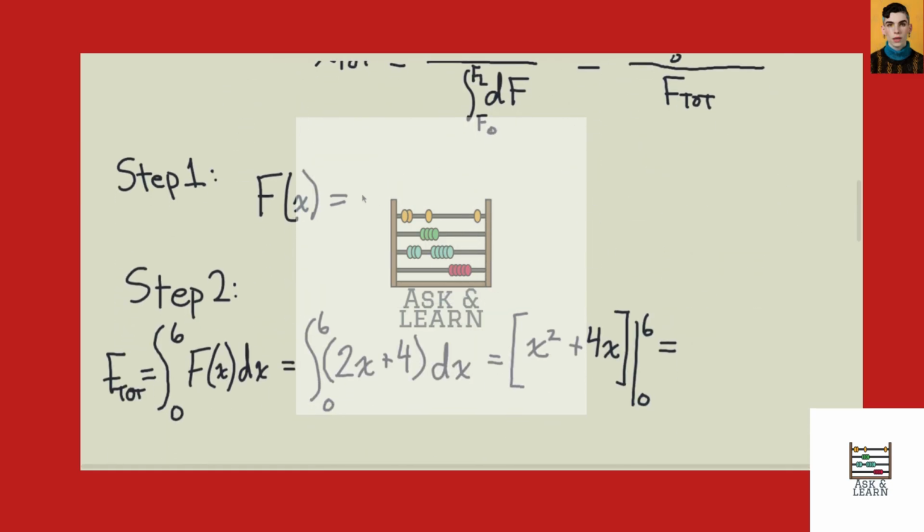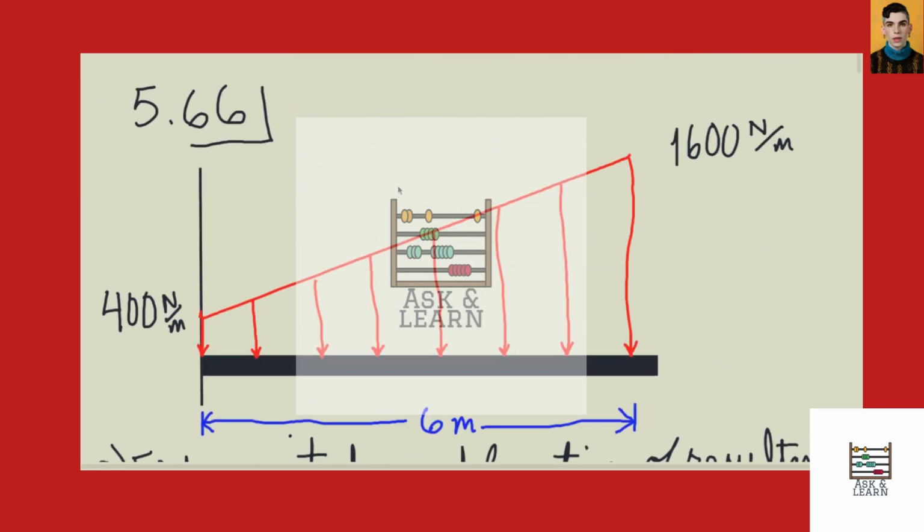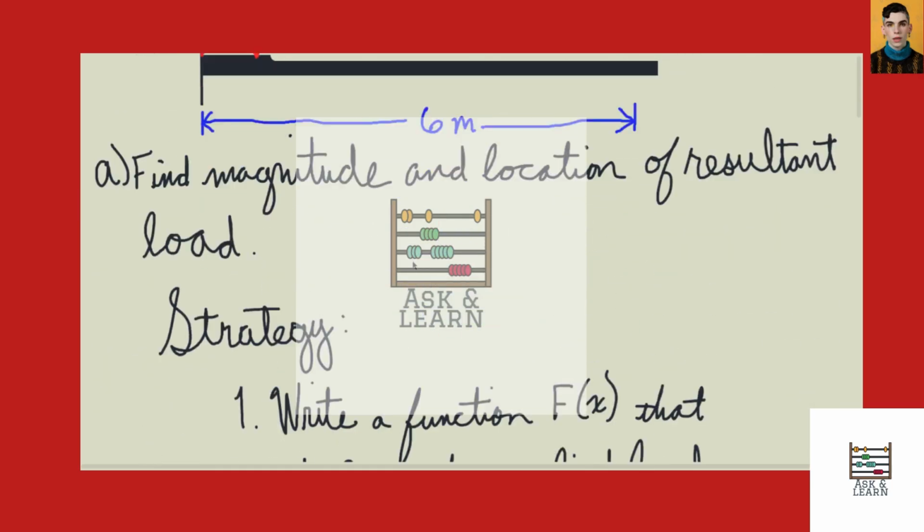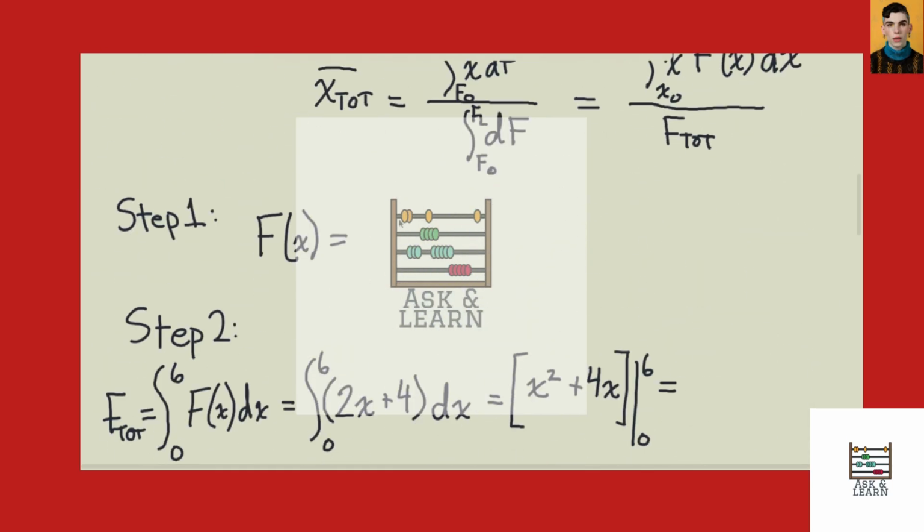For f of x, we first can find the slope. The end point is 1600. The starting point is 400, and that's over a span of 6 meters. We can write that as follows. I'm going to write these in a somewhat odd unit of hectonewtons for meters, divided by the total span of 6 meters.